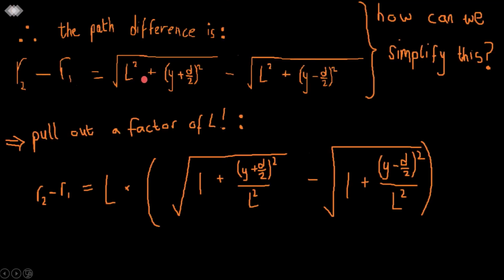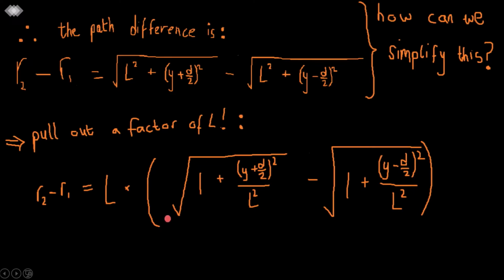Now, this path difference still doesn't look anything like d sine theta. So how are we going to change it? How might we simplify it? Well, we start by pulling out a factor of L, which gives us this expression. Again, this is very simple maths. When you pull out an L, because you're pulling out of the square root, you divide everything in the square root by L squared. That's how you get these two expressions.